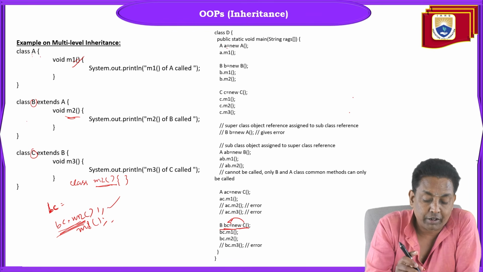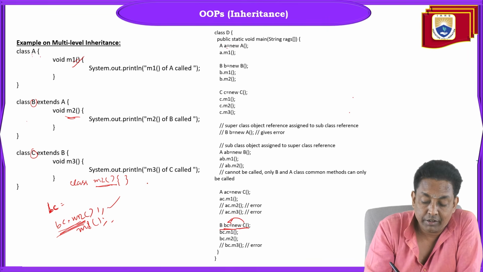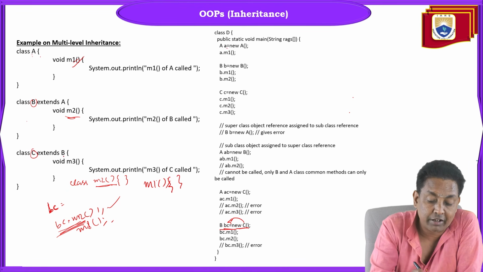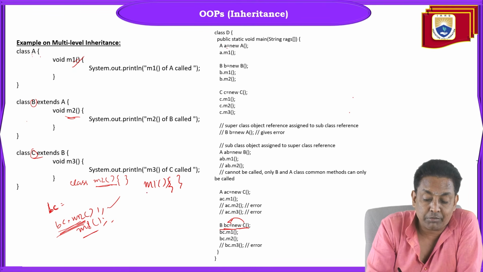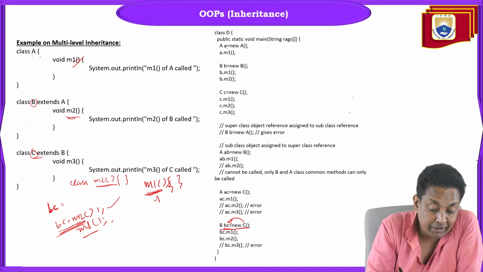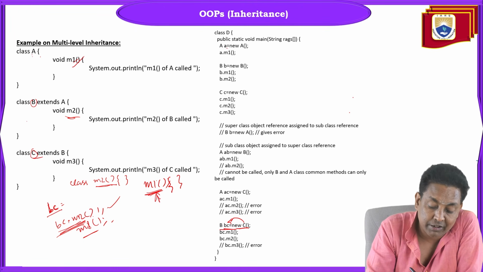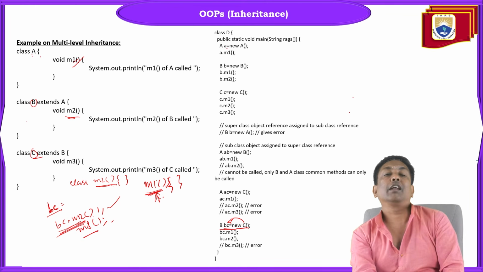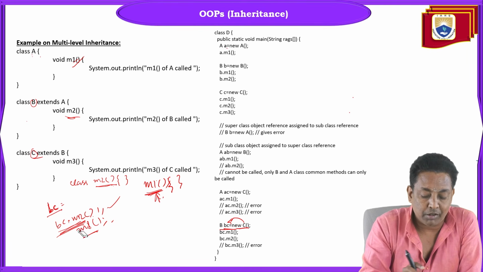Suppose the M1 method is also overridden in class C. If we call it through the B reference, then the M1 method most recently implemented in class C will be used. With a subclass object taken into a parent class reference, wherever the method is most recently overridden, that implementation will be taken. That is one more very important point you have to remember.